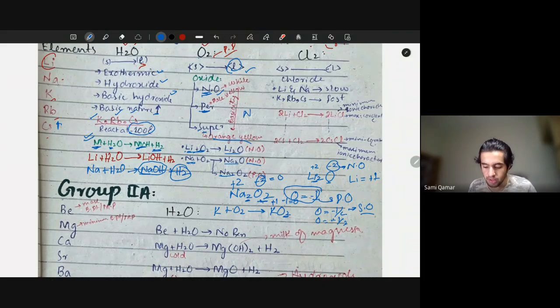So the order would be normal, then this way, normal, then superoxide. You should have this in mind as well. Okay, these were the reactions with oxygen.